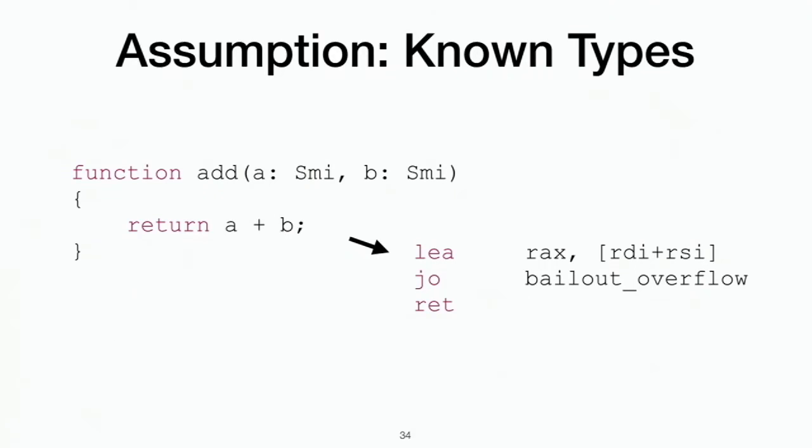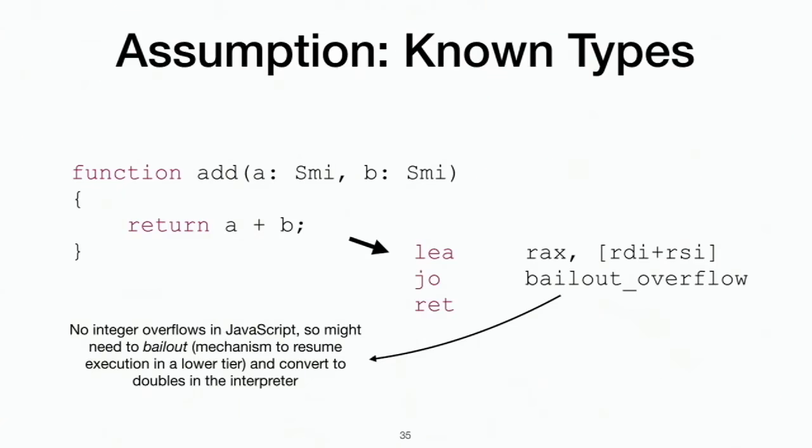So that's quite easy. There's one catch, because in JavaScript there's no integer overflow, essentially. So the engine here has to do what is called a bailout. If this addition overflows, what it has to do is go back to the interpreter. It bails out to the interpreter, and what that interpreter would do in this case is convert the arguments to doubles and then do double addition, right? But this bailout mechanism is quite important. We'll see it a few more times.